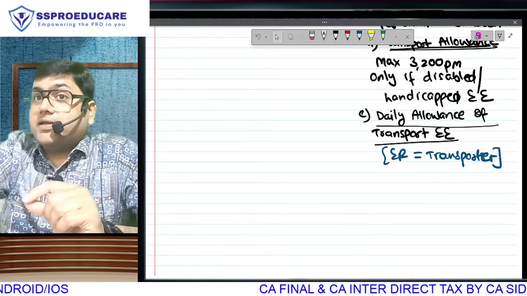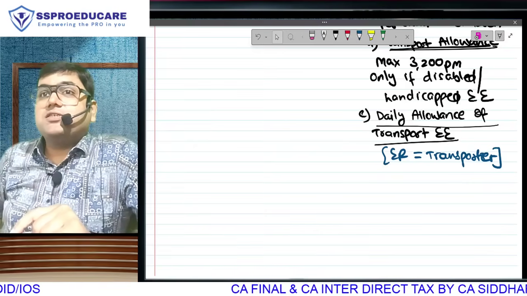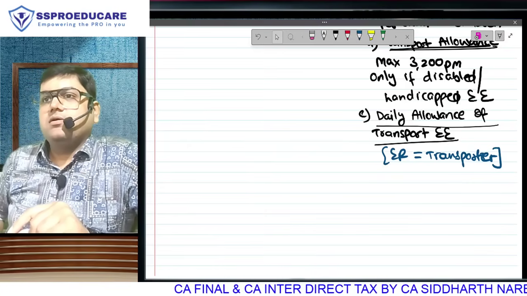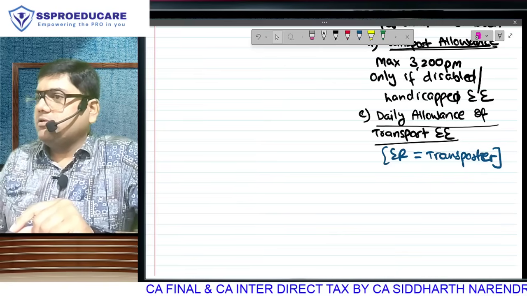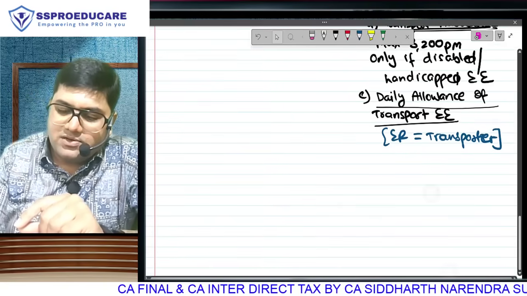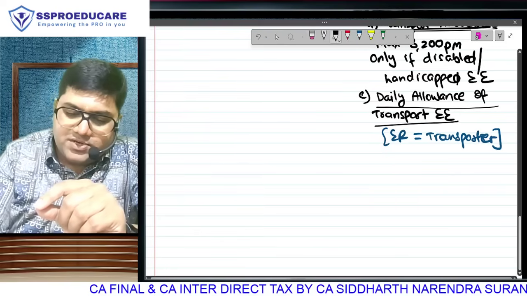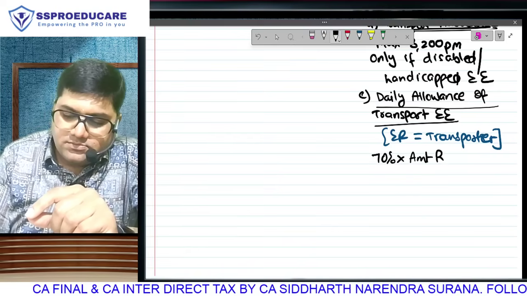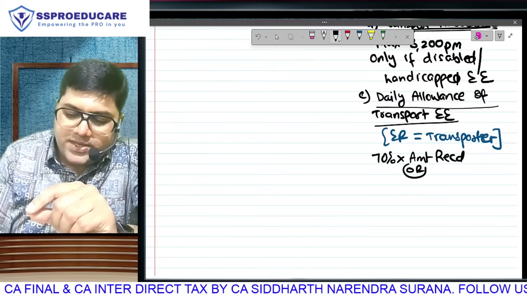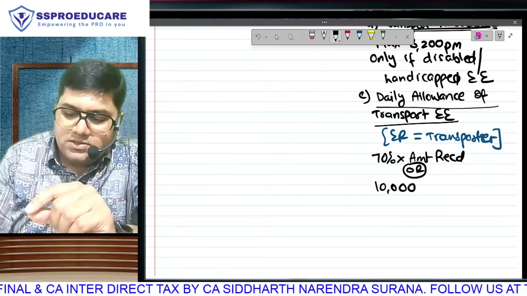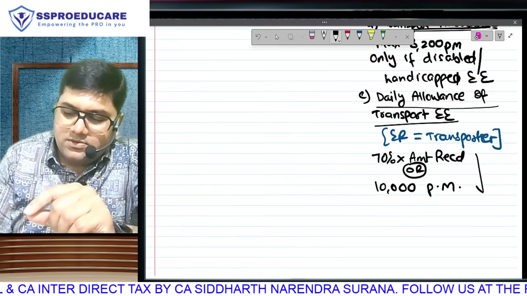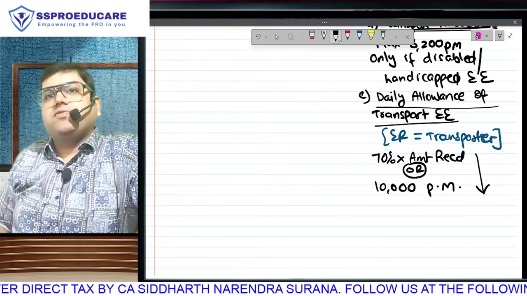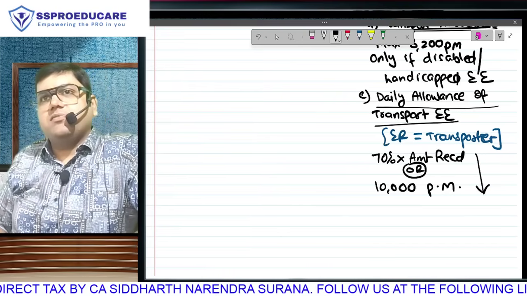Friends, the point is that the money received by these drivers in the form of allowances will be spent for their day-to-day work. So we want to give you some tax benefit. The exemption is 70% of the amount received or rupees 10,000 per month, whichever is lower.